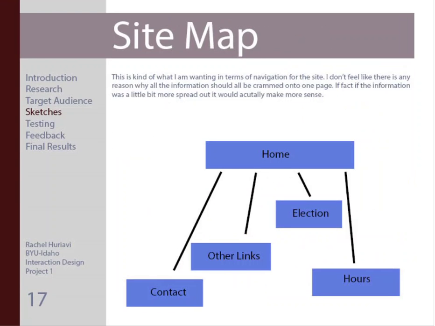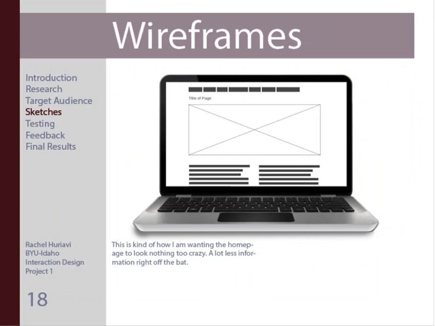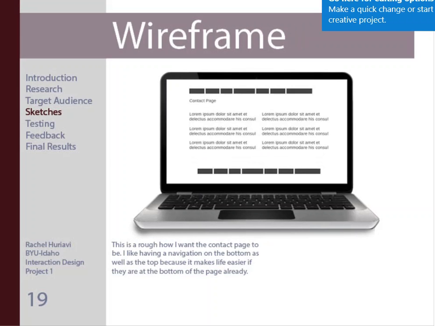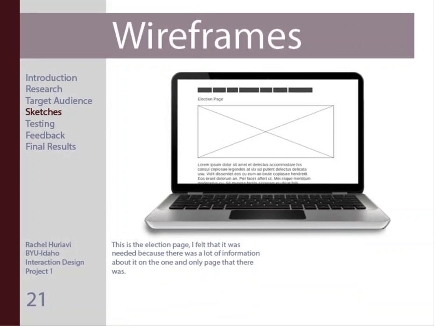This is the sitemap that I decided to do. And this is another wireframe. Obviously, it's getting a little bit better. I wanted to have 2 columns of text. I also decided, well, I kind of designed for a contact page as well, then later realizing that I didn't need it.